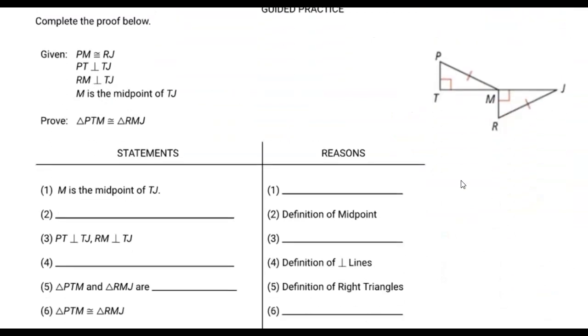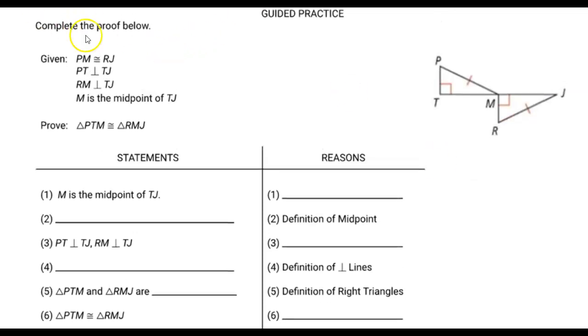In this guided practice, there's part of a proof, but we haven't finished off the proof. You're going to finish it with us here. So you can see that there's some given information. PM is congruent to RJ, PT is perpendicular to TJ, RM is perpendicular to TJ, and M is the midpoint of TJ. If I know all these things, can we prove that triangle PTM is congruent to triangle RMJ?